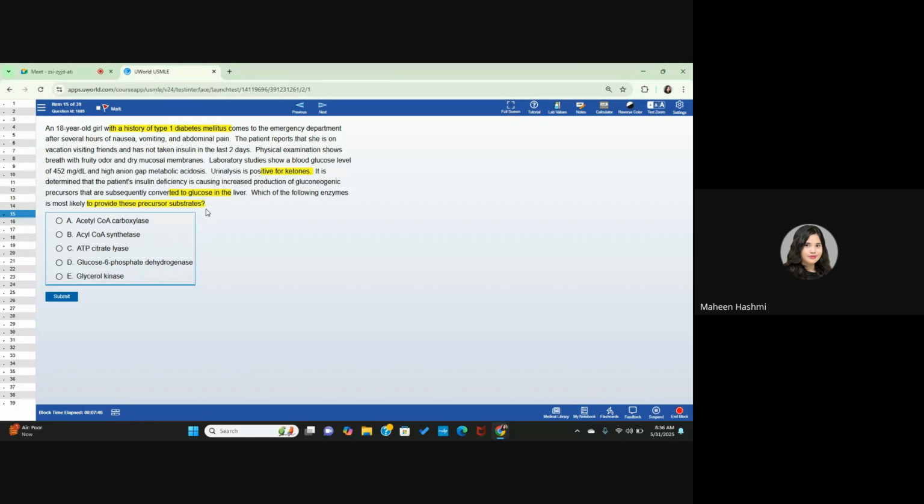All right, so the answer is? For me, B. Because acetyl coenzyme is different, ATP citrate lyase, and two other ones, glucose 6-phosphate, are in the Krebs cycle for glycolysis. Glycerol kinase, no, it's also a part of it. I go for B. Let's check the others. All right, what else, guys? Everybody agrees with B?